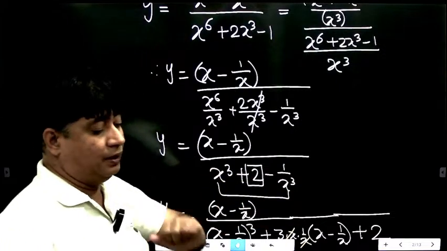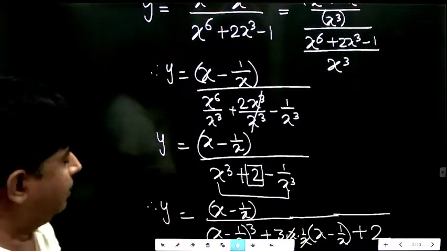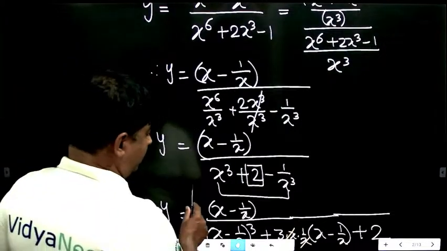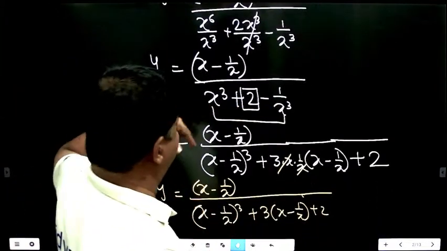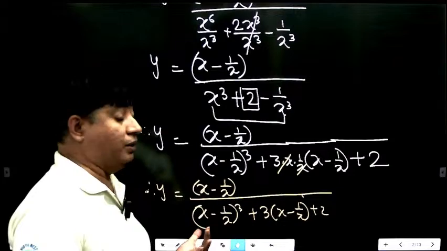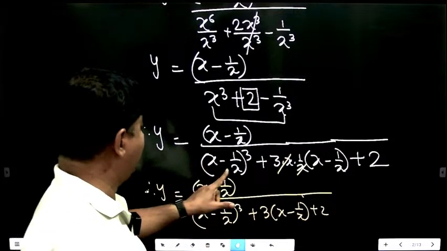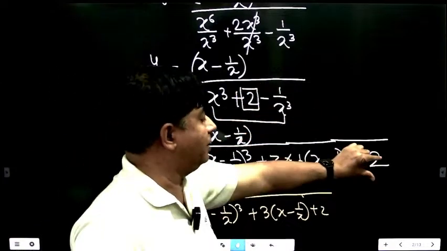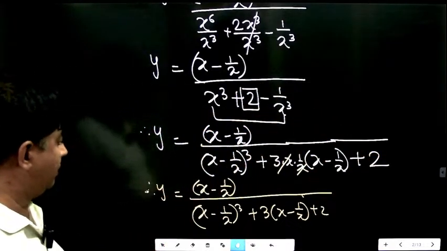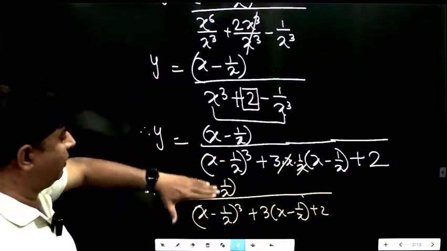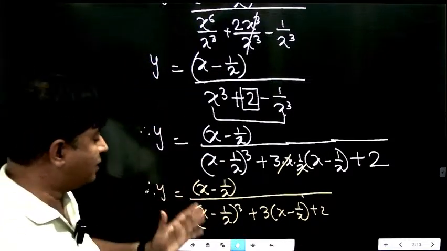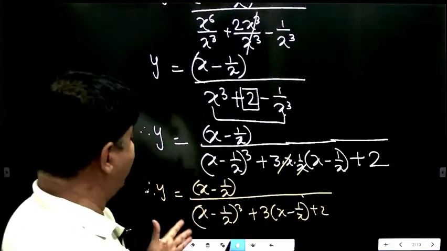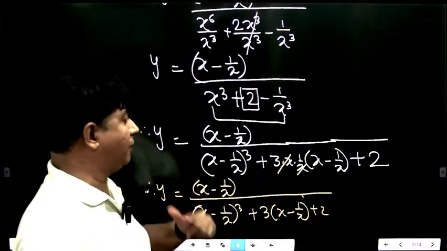First and last term will be clubbed together and give you a cube minus b cube formula. What is that formula? (a minus b) whole cube plus thrice ab into (a minus b). Plus 2 will remain alone. So this is the simplified version. You can ask me, what benefit are you getting from this? Let's see.